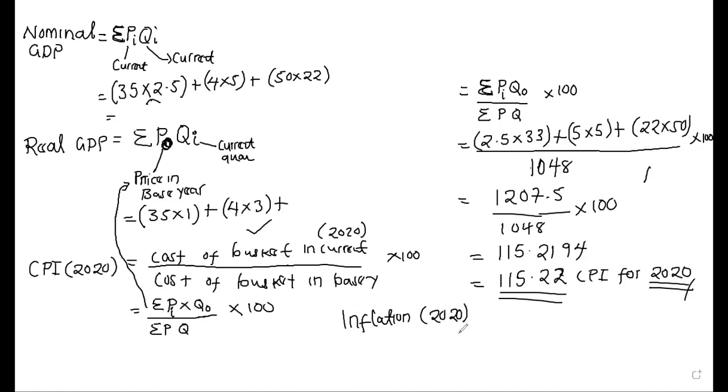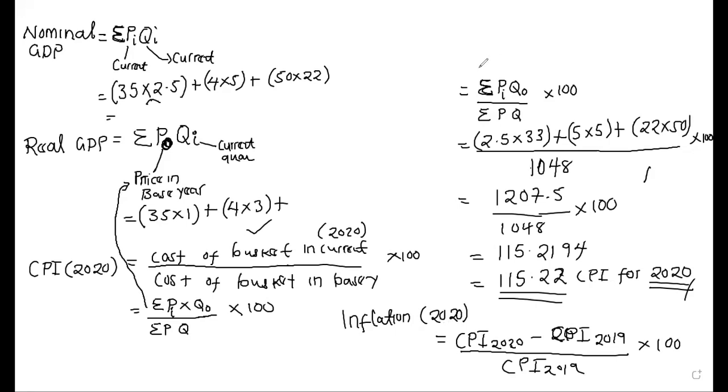So the formula is CPI in 2020 minus CPI of the initial year, which in this case is 2019, divided by the CPI in the initial year as well, in this case 2019, then times 100. The answer you get is the inflation rate. So that's how you find the inflation.